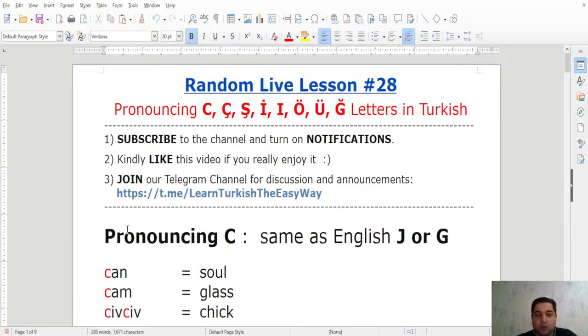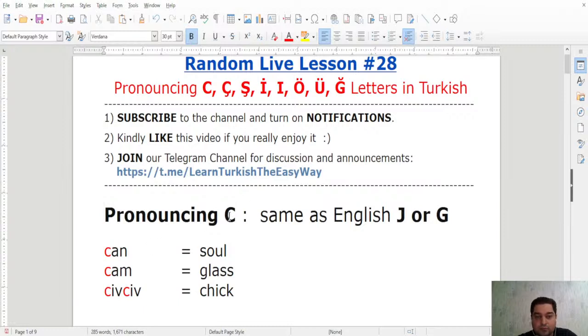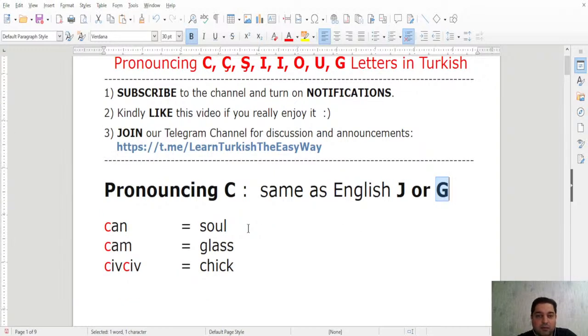So what is the issue with letter C? This is letter C, right? Even if it exists in both languages, the pronunciation is different. In English, C is pronounced in 2 ways, right? It can be K, it can be S, depending on the conditions, but in Turkish it is basically the same as the English J or G. Okay, so it has one usage. It has just one role, and we pronounce it as J. Okay, J.